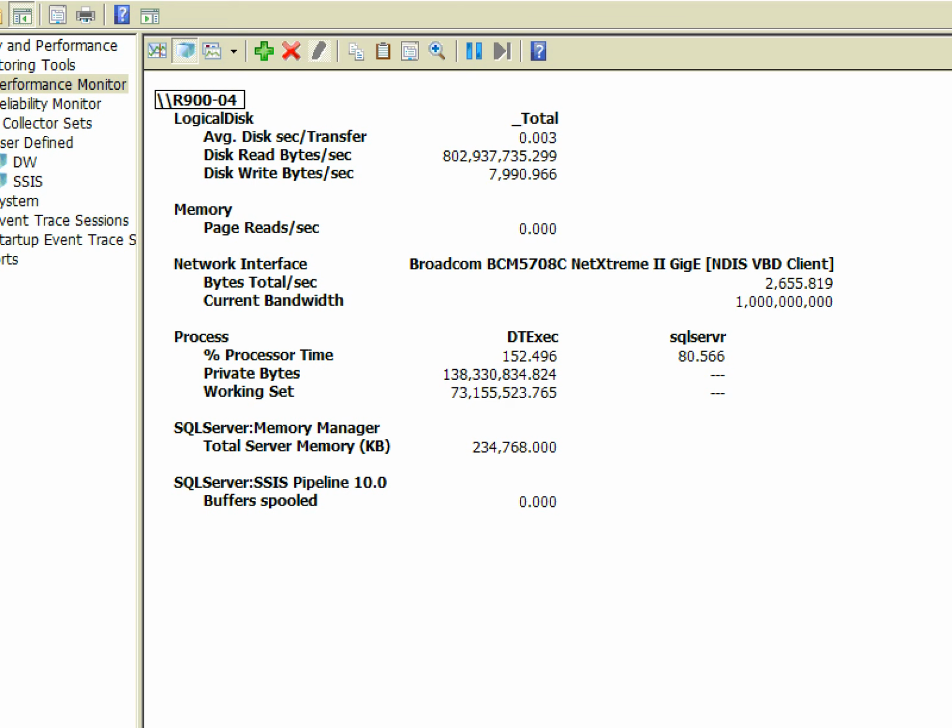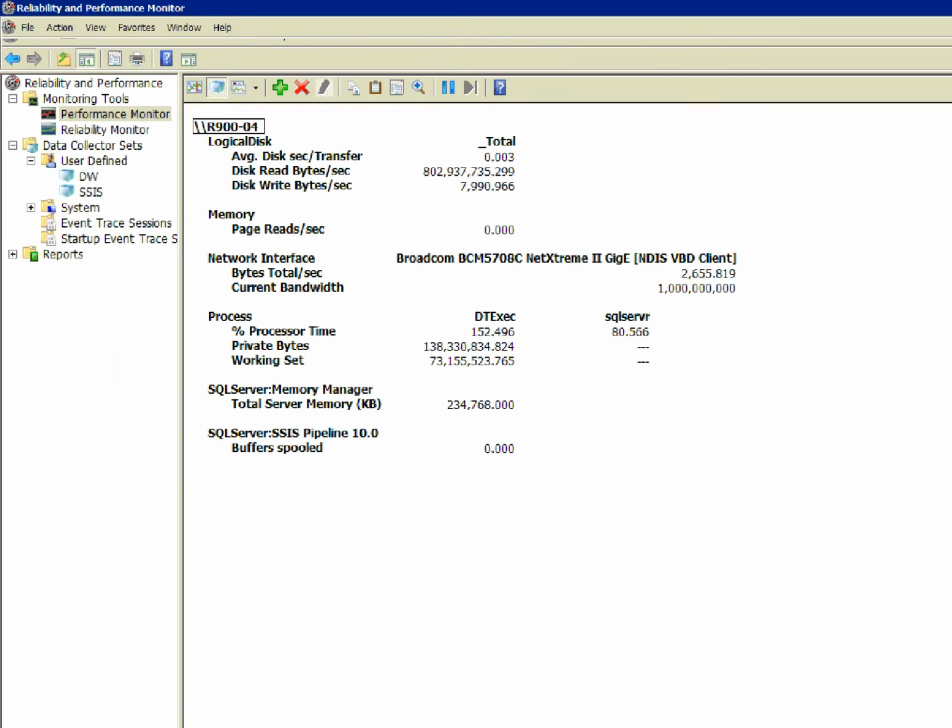So in the case of this system, the logical disk, no problem at all. It has a value of 3 for the average disk second transfer, so you know that this system is actually perfectly fine. It's very well tuned for whatever your SSIS packages are running. Well, in this particular SSIS package that is running.